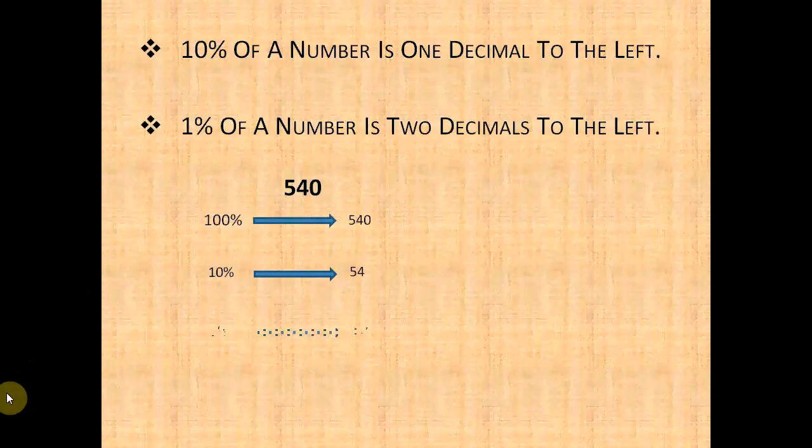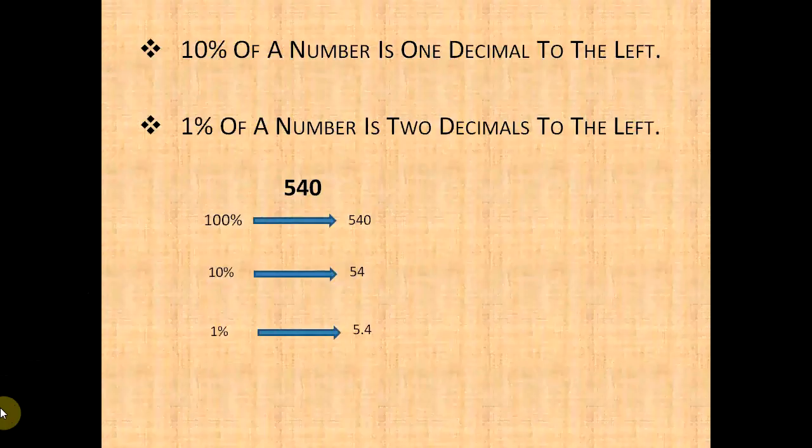And 1% of the number can still be obtained by taking the decimal another place to the left. That is 2 places from the start and another place to the left once we have obtained 10%. So 100% of the number 540 is 540, of course. 10% of the number will be 54, one decimal to the left, and 1% will be 5.4, another decimal to the left. That is 2 decimals from the start.